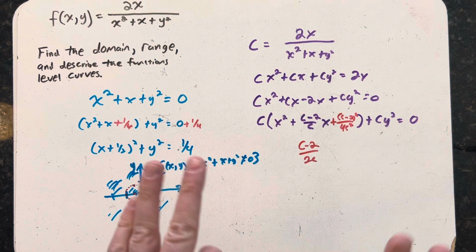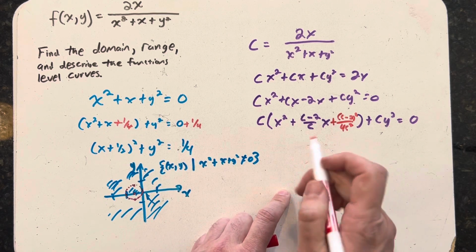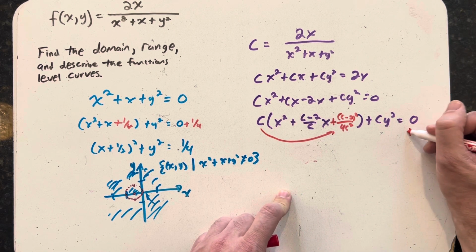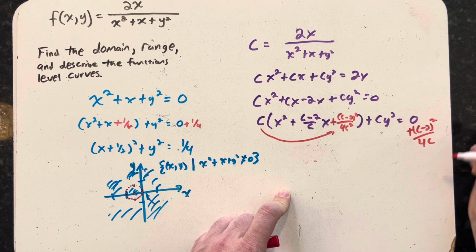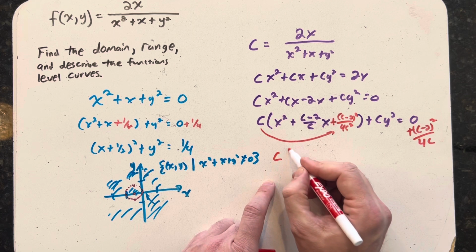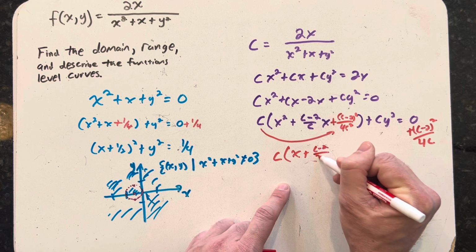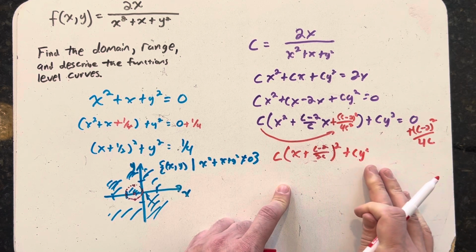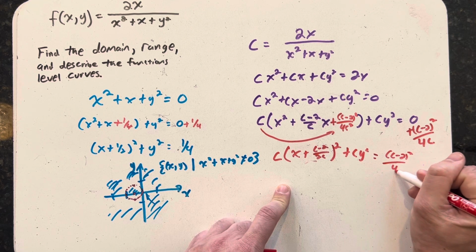I need to think about adding something to both sides so that this is still an equation. But I need to remember that everything in that set of parentheses is multiplied by c. So what I'll be adding over here is (c minus 2) all squared over 4c. All right, a little bit of light factoring, and I have c times (x plus (c minus 2) over 2c) all squared plus c y squared is equal to (c minus 2) all squared over 4c.